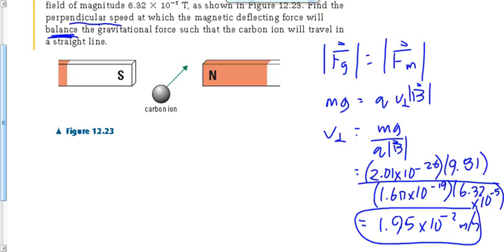And sometimes, certainly in this context, it would be the magnetic force balancing the gravitational force, but it could be a magnetic force balancing an electric force, or an electric force balancing a gravitational force, depending upon the context. Clearly, it's magnetic and gravitational here. Set them equal if you see that word, balance, or something that means the same thing.